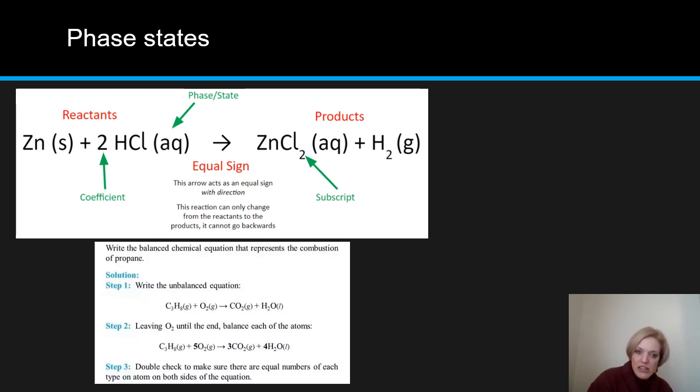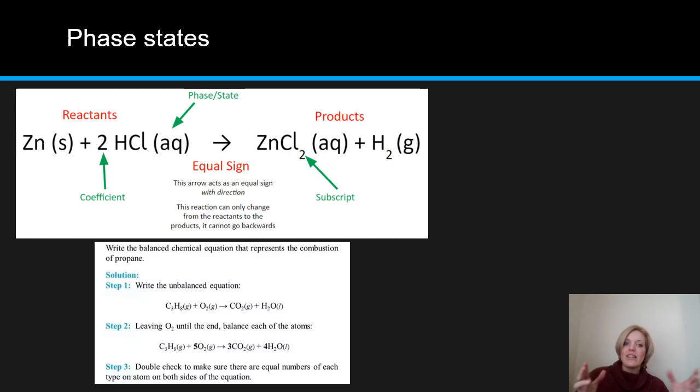Below there's another example of a phase state, and let's just hope I can read my own examples here. It says write the balanced chemical equation that represents the combustion of propane. So now this is an example of what you could get in an exam or test. You would have to know the chemical formula for propane, and you guys don't know that, so we've given it to you over there.